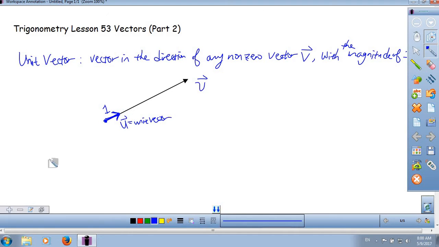So how do we find a unit vector in any direction? It is very simple. You take the vector v and simply divide by its magnitude. So how do you find a unit vector in the direction of any vector? You take the vector and divide by its magnitude. Or you can say I take 1, divide by its magnitude, and then multiply it by the vector.